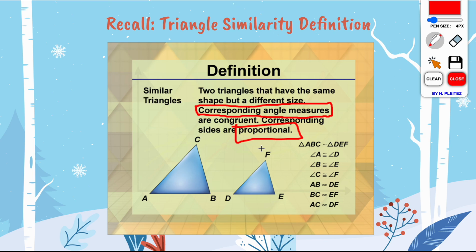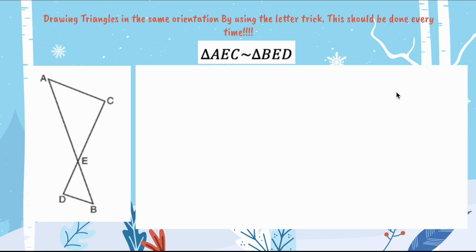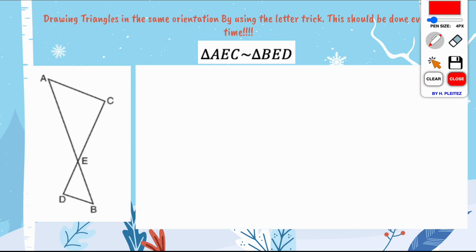You guys might be asked to write the definition of similarity in a future assessment, so make sure you understand those two conditions. So we want to make sure that we are taking advantage of these shortcuts that we're giving you. So when you have a diagram where your triangles don't look like they're in the same orientation, you should always draw them because that helps you easily identify corresponding pieces. So if the names are written out for you, like for example, here we have triangle AEC is similar to triangle BED, you can use the letter trick. You use the order of the vertices to figure out what goes with what.